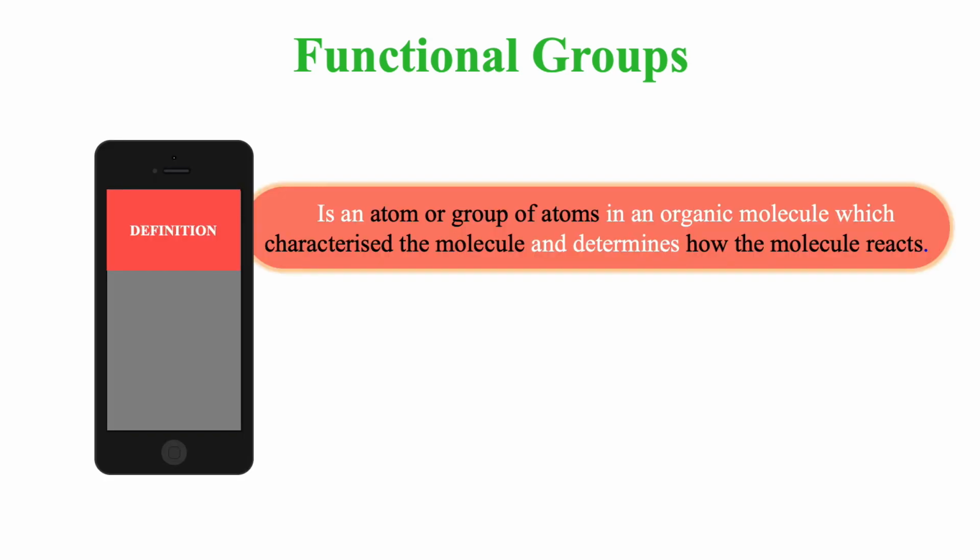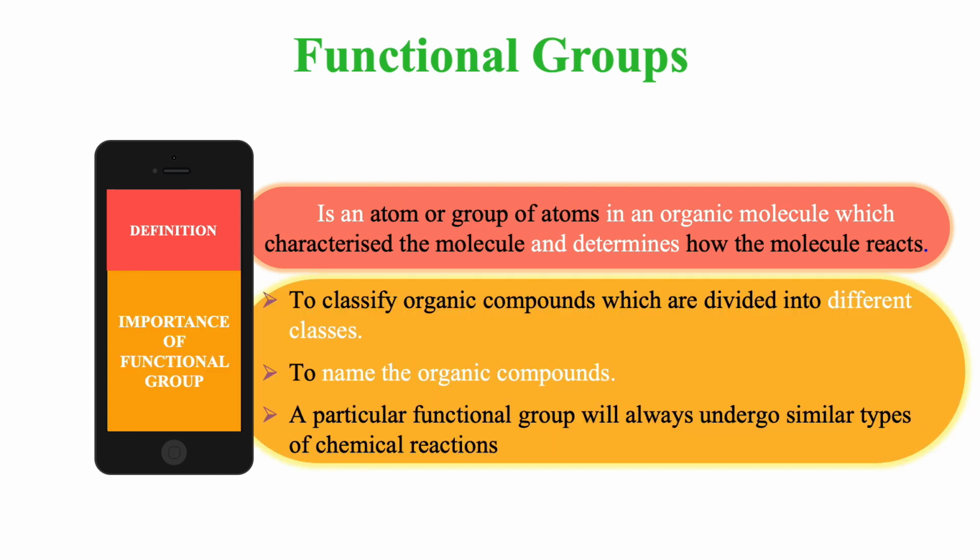Now, let's look at the definition of functional groups. A functional group is an atom or group of atoms in an organic molecule which characterizes the molecule and determines how the molecule reacts. The importance of functional groups is to classify organic compounds into different classes, to name the organic compounds, and a particular functional group will always undergo similar types of chemical reactions.